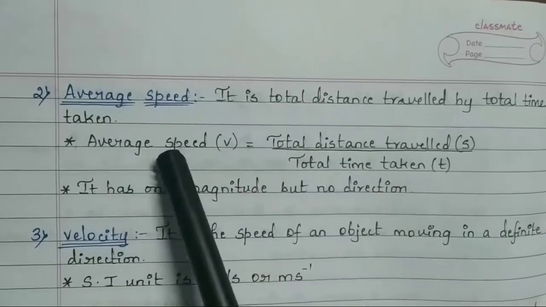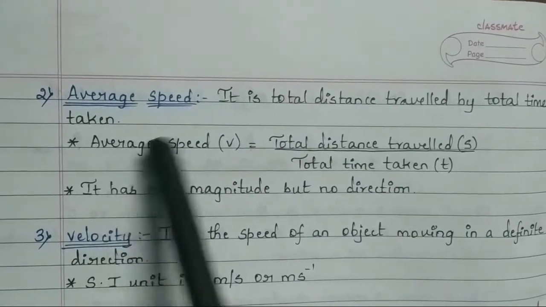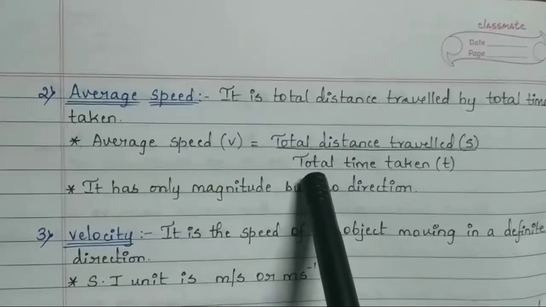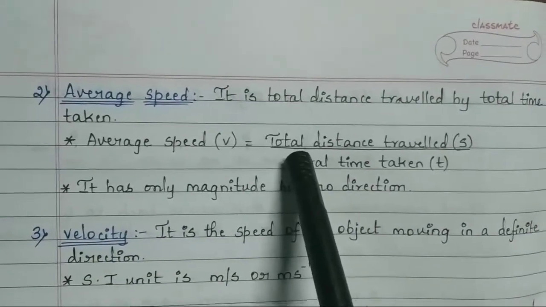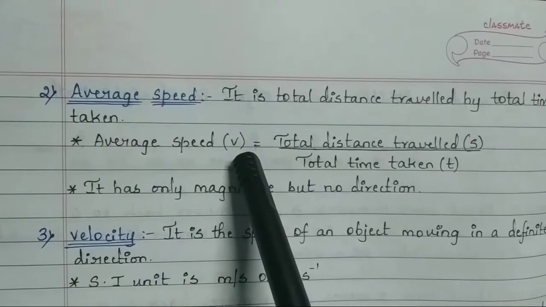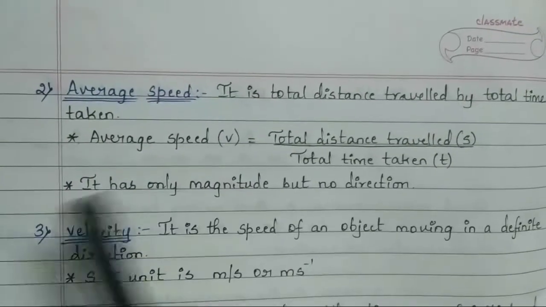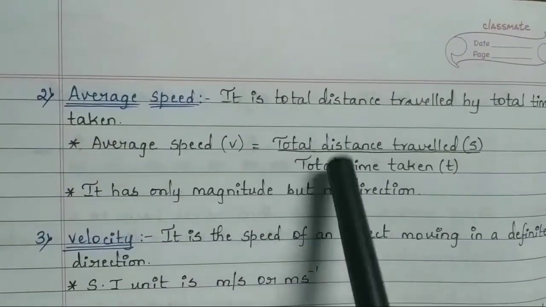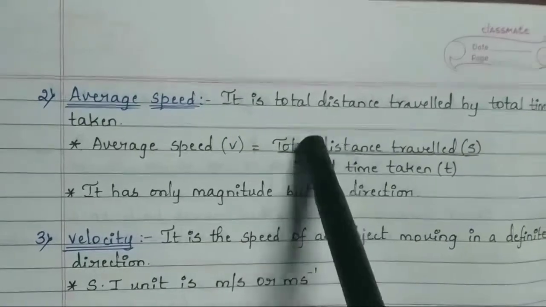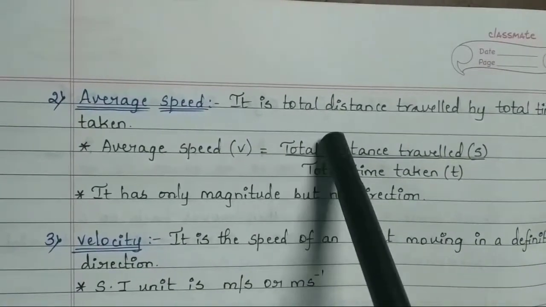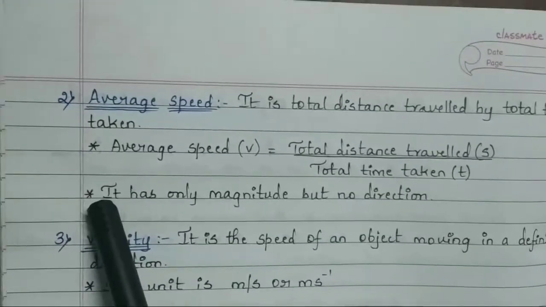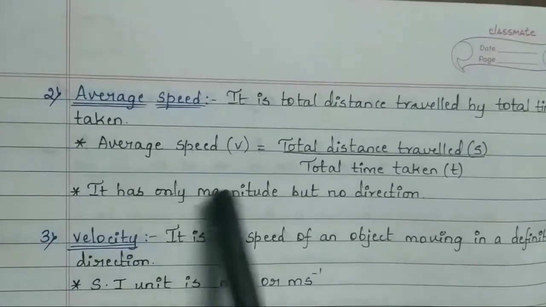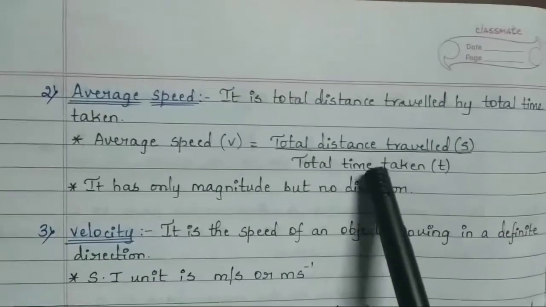Both formulas are the same, but in the case of average speed, total distance and total time are used. This total is used just because the motion is non-uniform, which means there will be differing times as well as distances. The distance as well as time is non-uniform. Similar to speed, it has only magnitude but no direction.